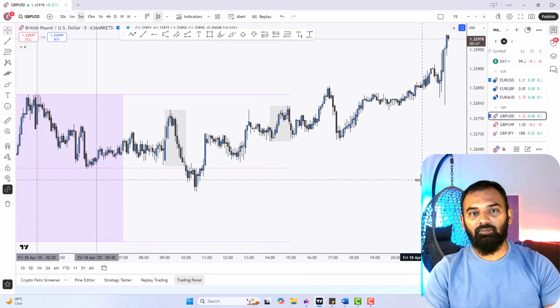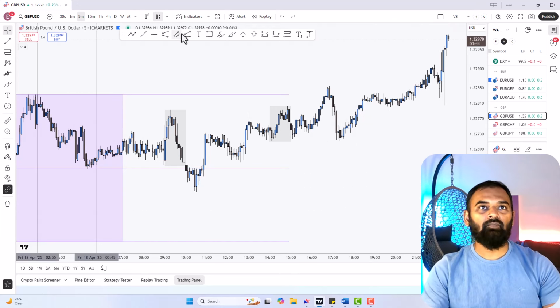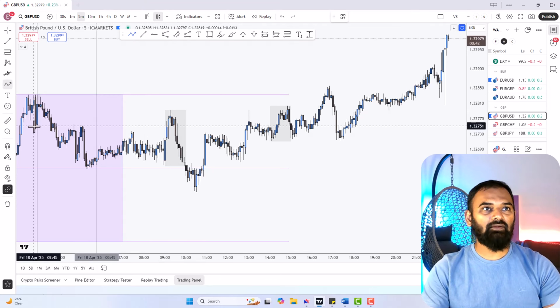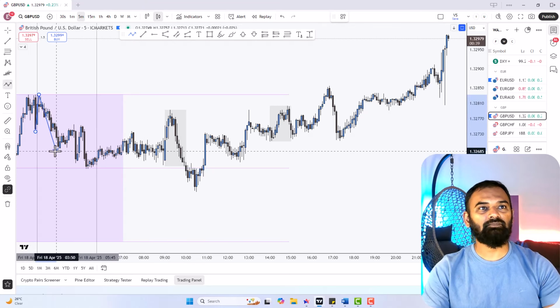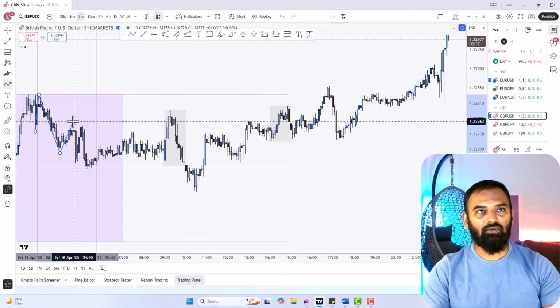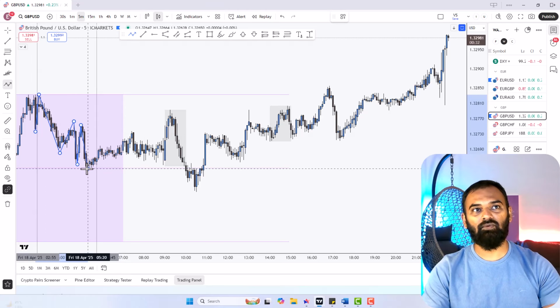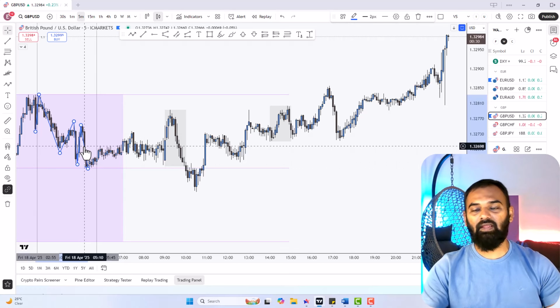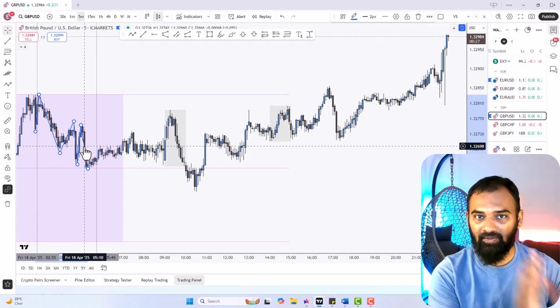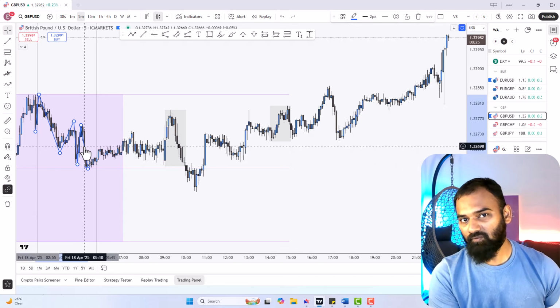Let me give you this example on a live market chart. So this is a high, this is a low, this is a high. This is a lower low, lower high, another lower low, another lower high, another lower low. In this particular segment of price action, the market was in a downtrend.